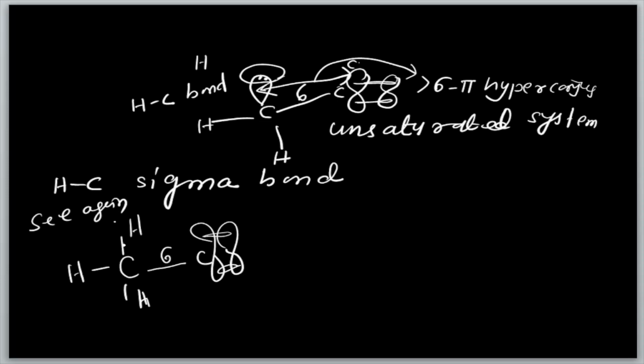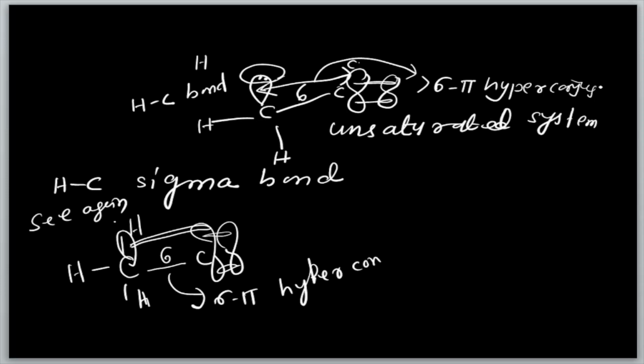Hyperconjugation takes place between this one. Here also a p orbital is present, here also a p orbital is present. The interaction between this pi bond and this sigma bond is called sigma-pi hyperconjugation, because the sigma electrons are localized toward the pi bond.